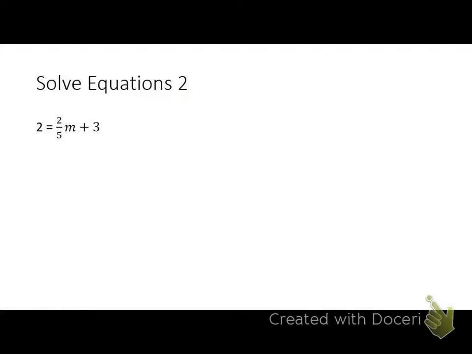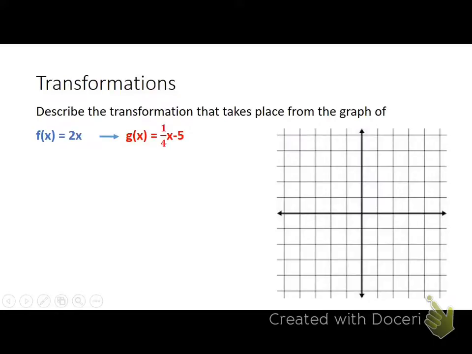All right, let's jump to our next one. Transformation. So we want to describe the transformations that take place as we change f of x into g of x. So that means we got to describe how this graph would change to get to this graph. Okay? So I'm going to go ahead and let you work this one out and answer it, and then I'll come back and work it out for you.